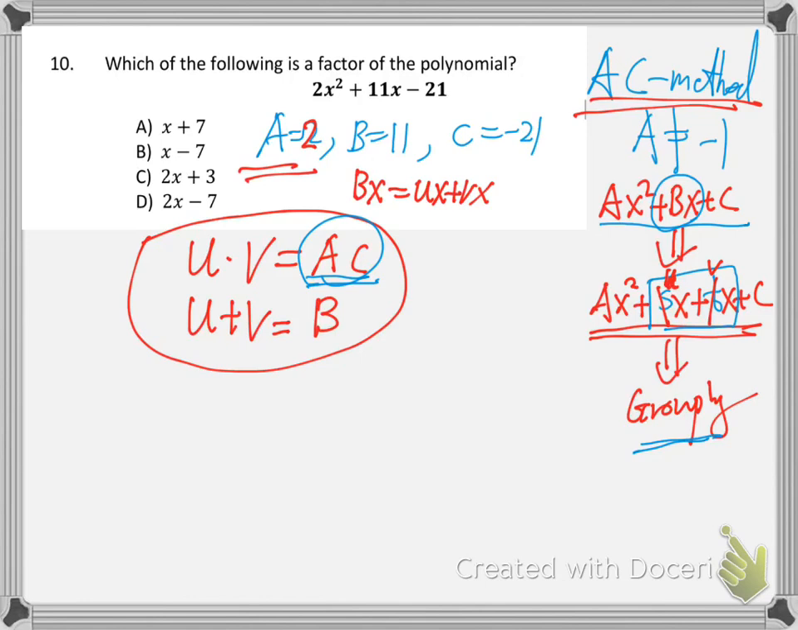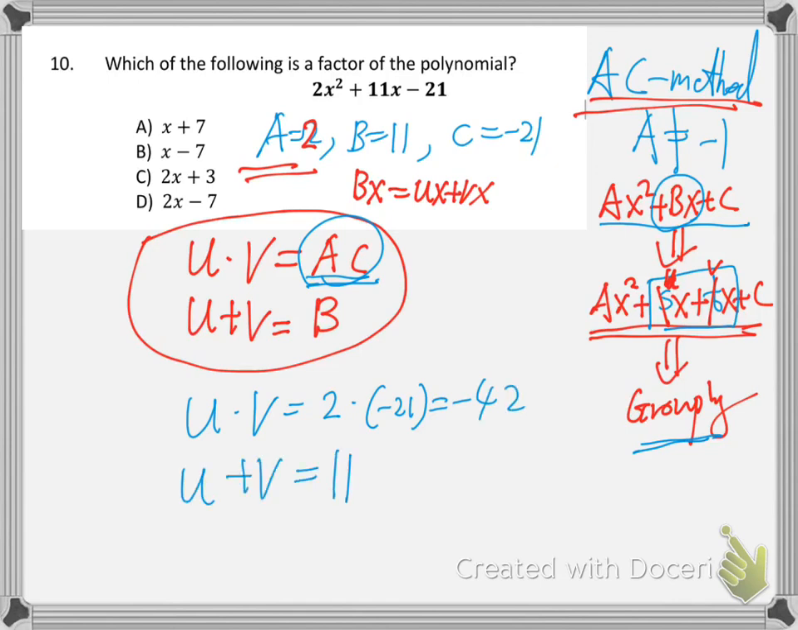So now for this particular example, what's u times v? U times v is 2 times negative 21, is negative 42, and then u plus v is 11. So now you can see the problem. What's the problem? Why AC method is hard? Because this number is big. So 2 numbers, product is negative 42, is a very big number.